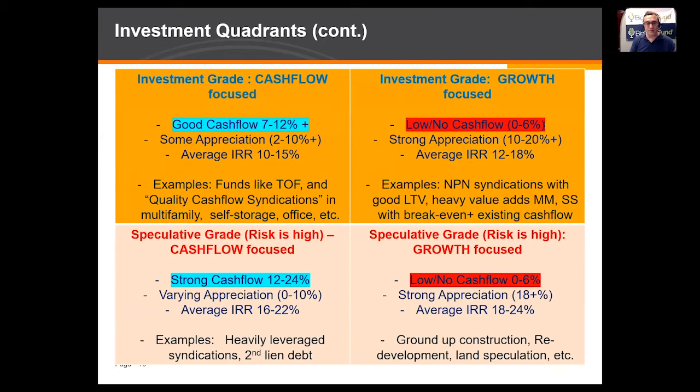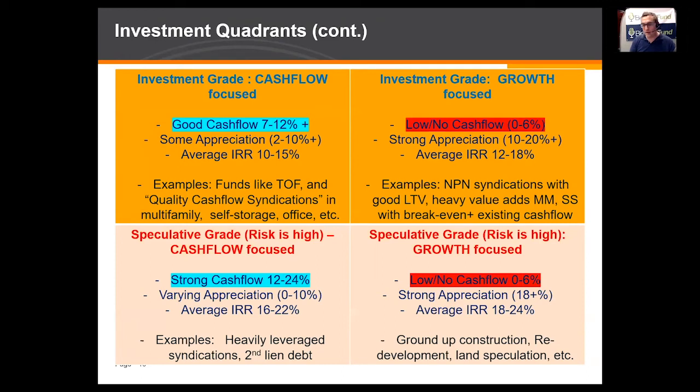Quadrant number 3, speculative grade, cash flow focused, they could generate strong cash flow. Here the cash flow could be 12% to 24% as a second lien loan interest. It could be generally cash monsters. But when they go bad, you can lose all your capital. Heavily leveraged syndications fall in the same bucket. You could have a lot of potential appreciation upside and strong cash flow because of the return on equities is great with high leverage, but the high leverage could destroy the project when the financials turn and they run out of cash.